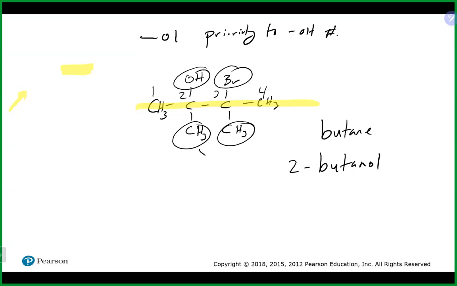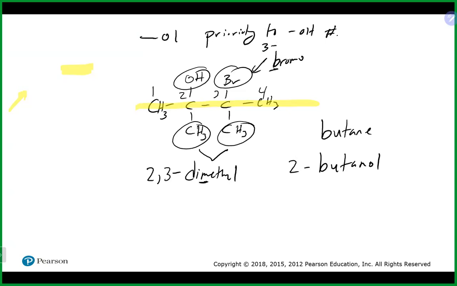That means I do have 2 methyl groups, right? So that's going to be a dimethyl. And those methyl groups are at carbons number 2 and 3 in this case, right? Over here, I have a bromo group at carbon number 3. That's pretty much all I need to name this guy. Which one should go first? Alphabetically, which group? The B before the M, right?